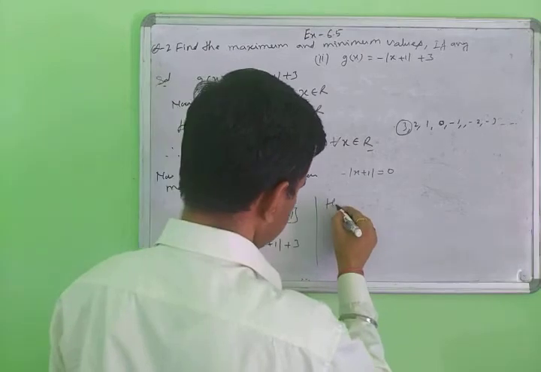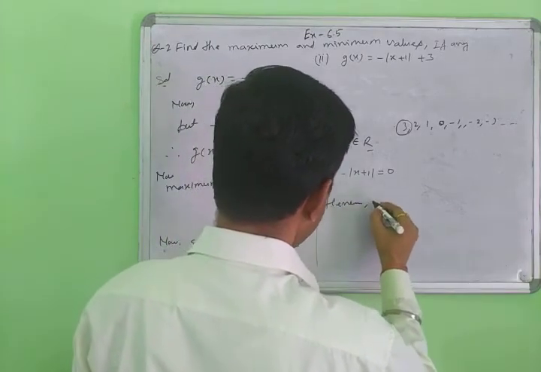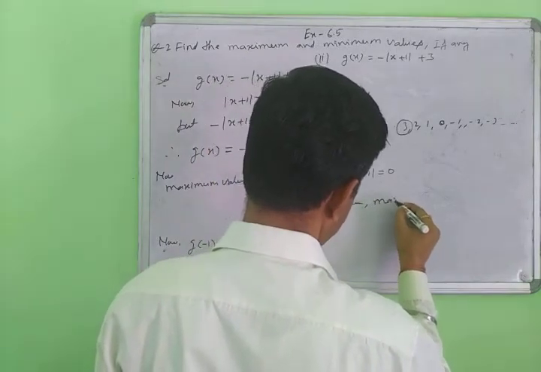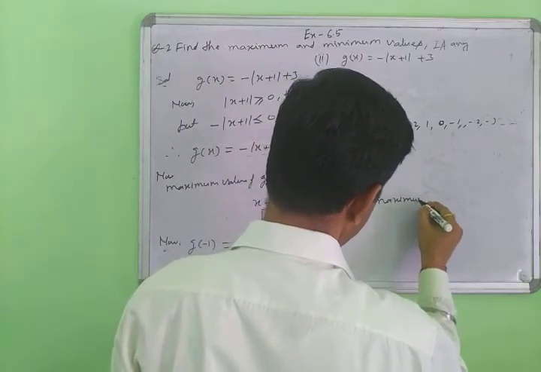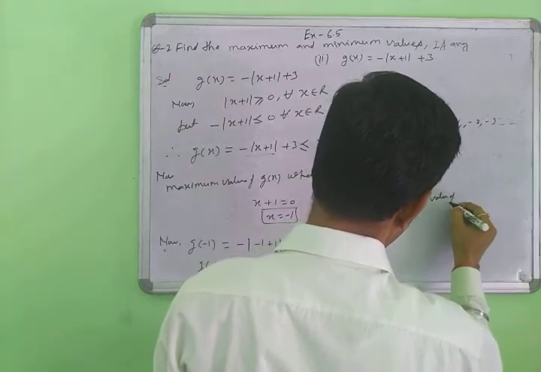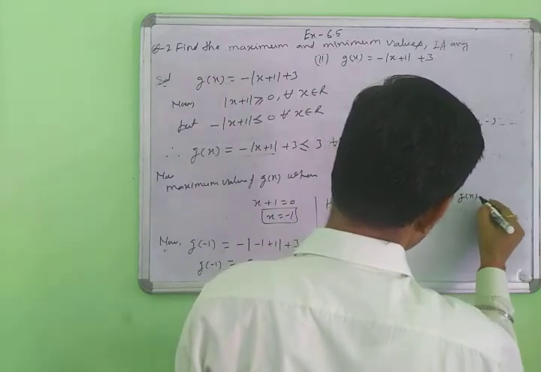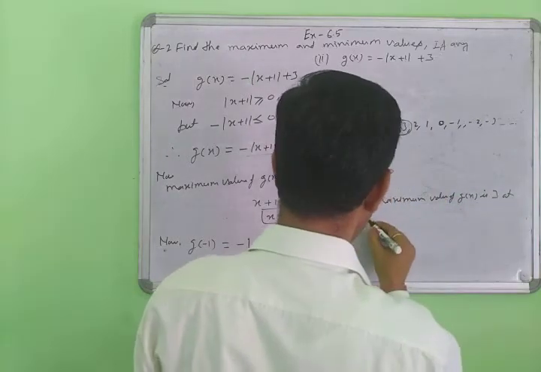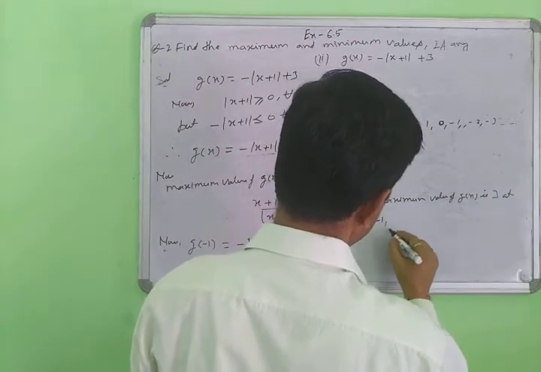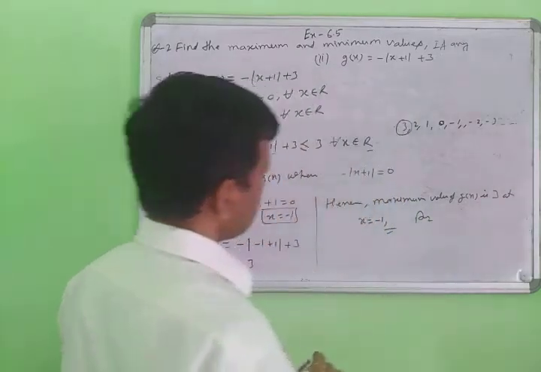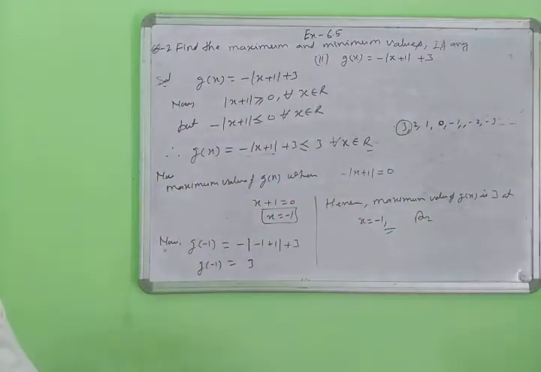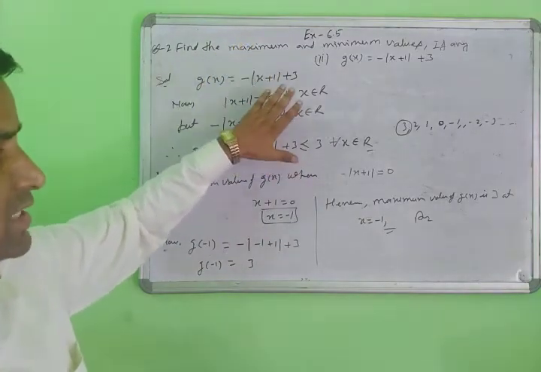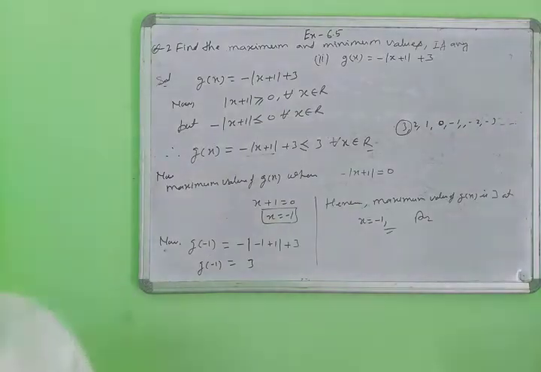Hence the maximum value of g(x) is 3 at x = -1. This is your answer. Very simple, no confusion here. Take help from the property of the modulus and solve it. Just note this down, then the next question.